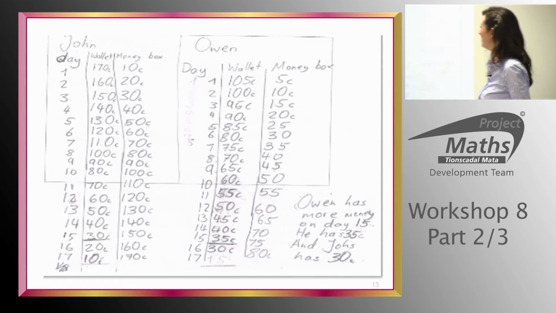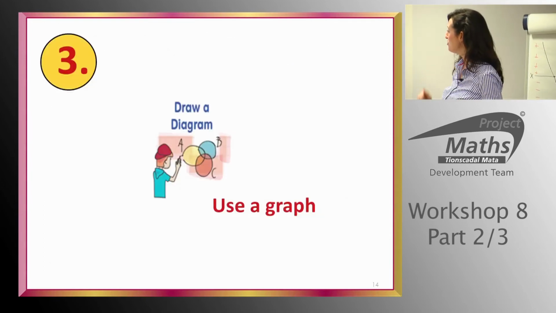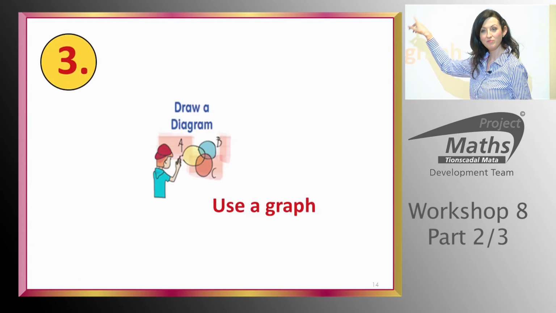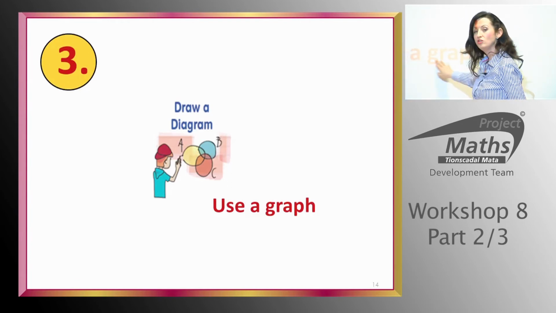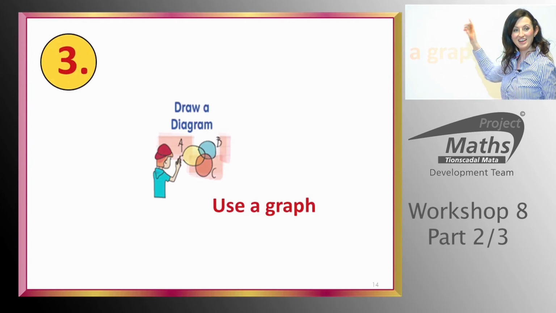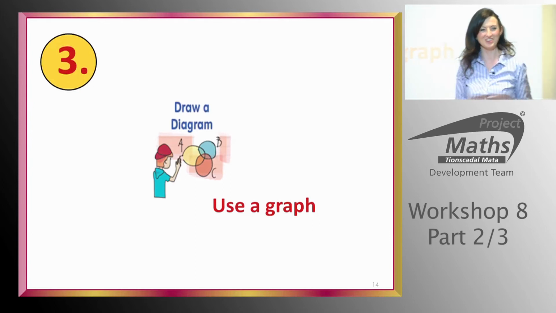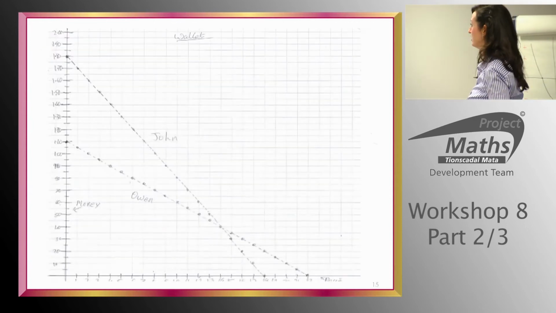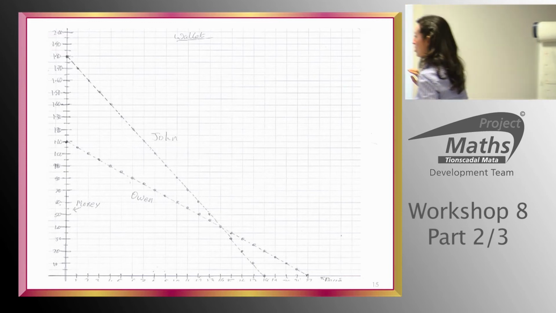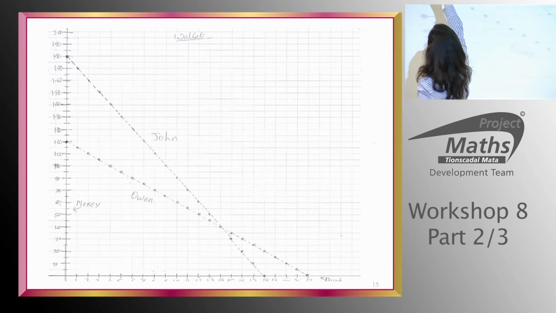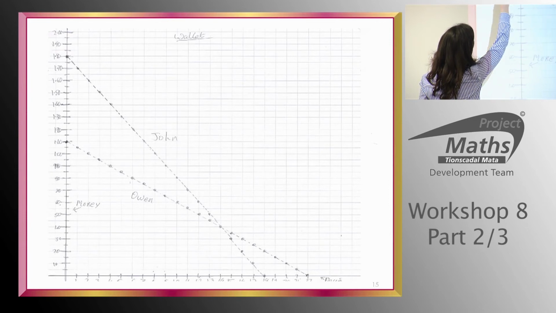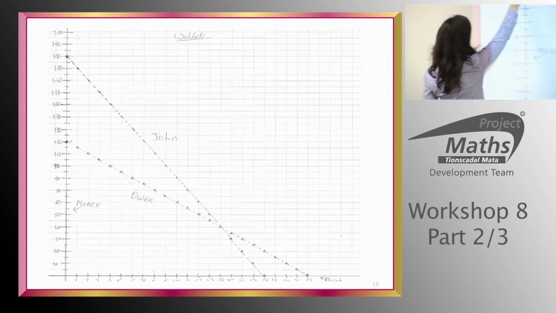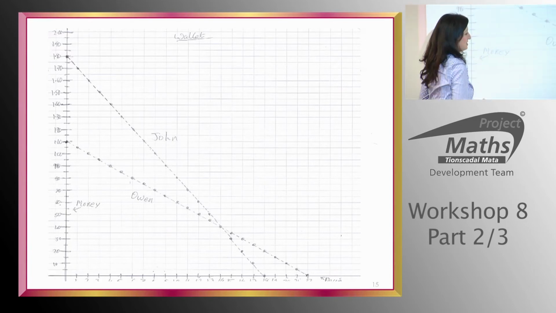So that is done. Okay, now another option then would be we could draw a diagram. Okay, so we could use a graph. And I saw, that's what I was saying, I couldn't have planted you better in the audience. So we have someone who did a beautiful graph there. And that's also a really nice way of looking at this problem. So John starts on 180 and he is reducing by 10 every day. And Owen starts at 110 and he's reducing by 5 every day.